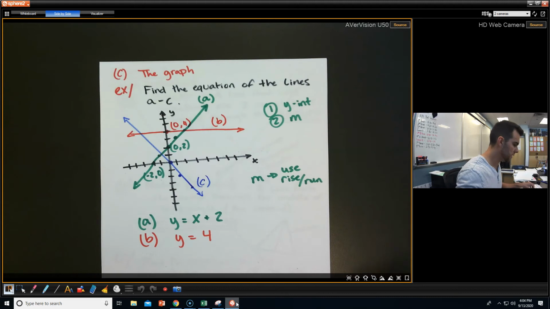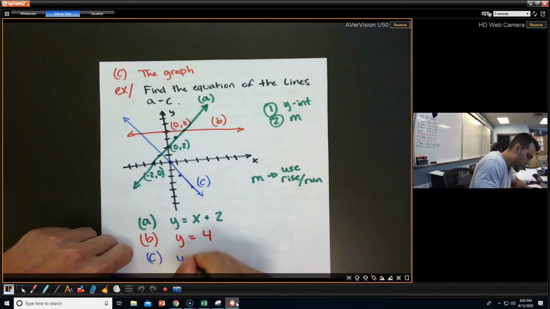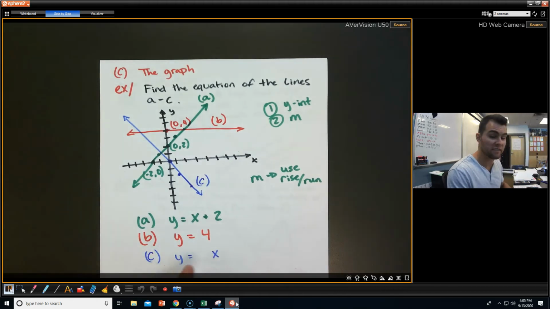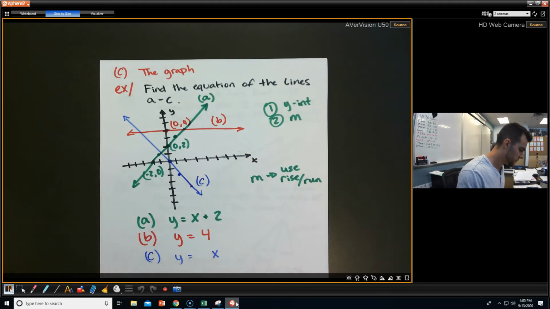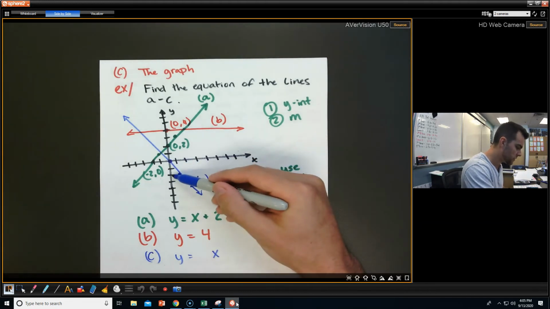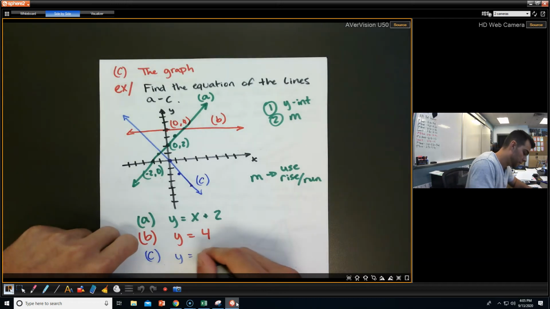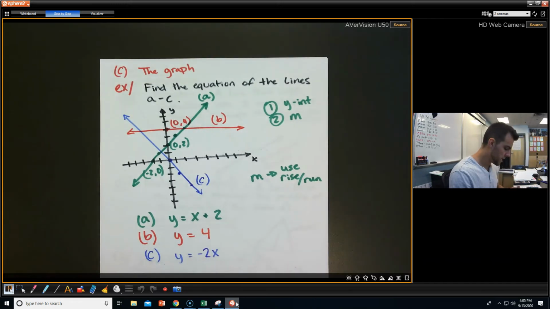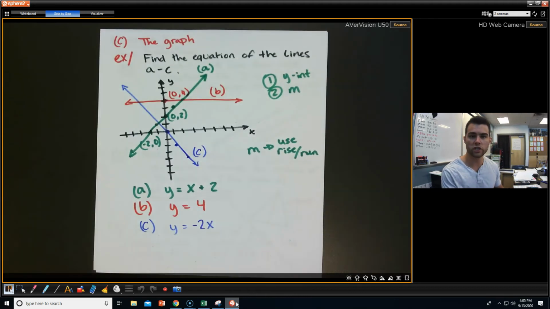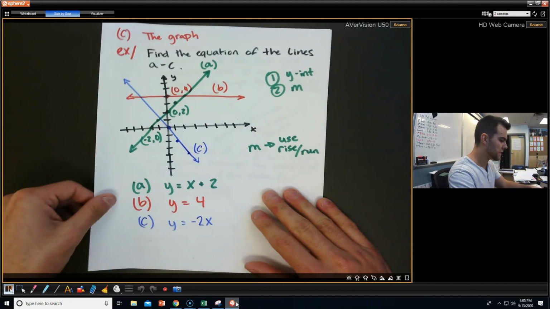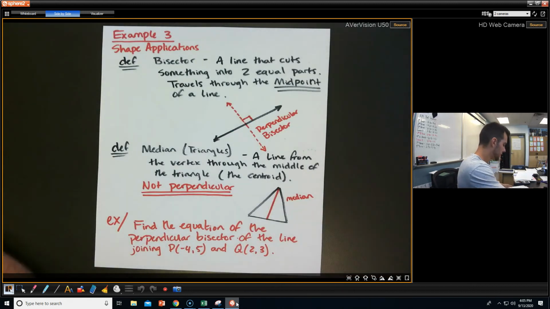Okay. And then for C, finally, it looks like my y-intercept is 0, so I'm just going to have y equals x with some kind of slope. Well, let's see what my slope is doing. It looks like it's going down 2 over 1. So -2 over 1, that would be -2 for my slope, -2x. And there we go. Those are the equations of those lines. So those are really the basic skills that you're going to need to be successful.